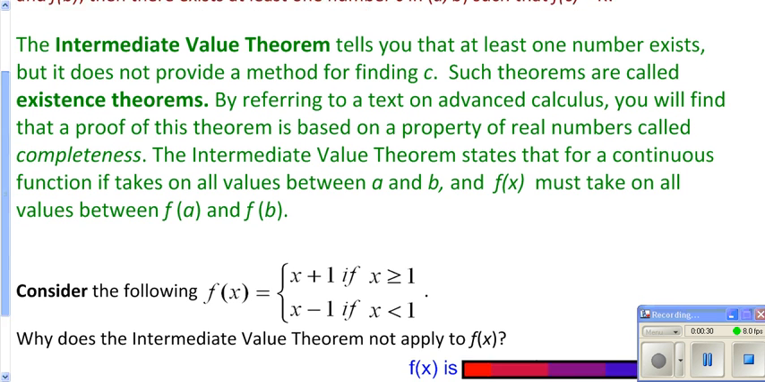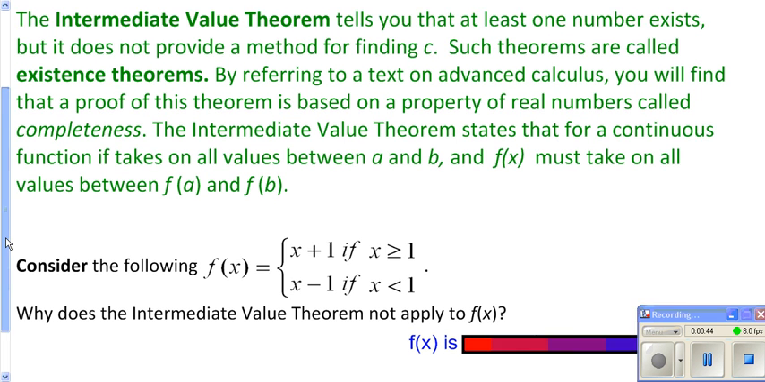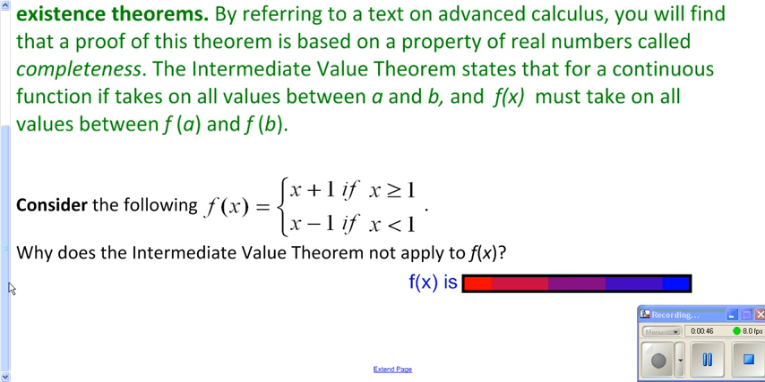Now, the intermediate value theorem is an existence theorem. It doesn't really tell you how to find it. It just lets you know if it exists or not. And so that's what the intermediate value theorem does.